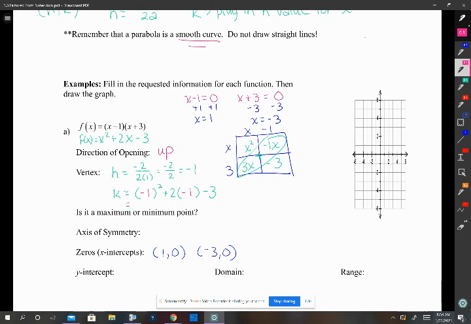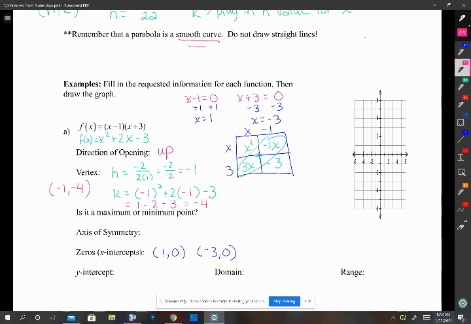-1 squared is +1. 2 times -1 is -2, minus 3. And so if I plug that in, or if I just do the math, I go 1 minus 2 is -1. -1 minus 3 is -4. So that means my vertex point is going to be -1, -4.